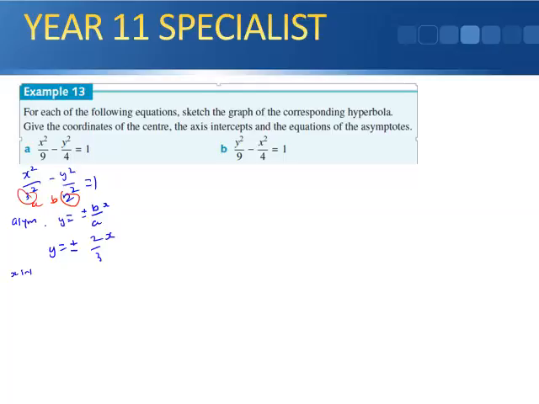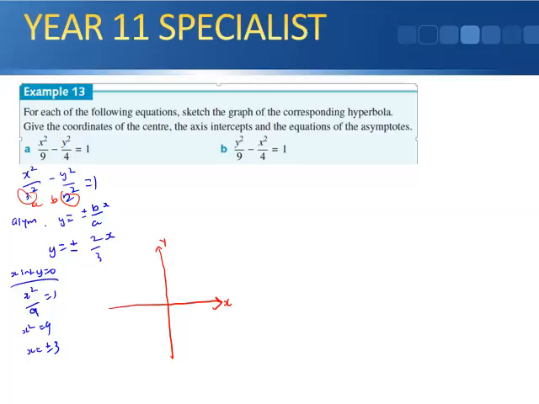X-intercept, y equal to 0, solve for y equal to 0, I get x squared over 9 equals 1, x squared equals 9, so x equals plus or minus 3. So this one here, I'll try and graph this one. A bit hard to do it like this, but anyway, I'll try and graph it. Y, x.